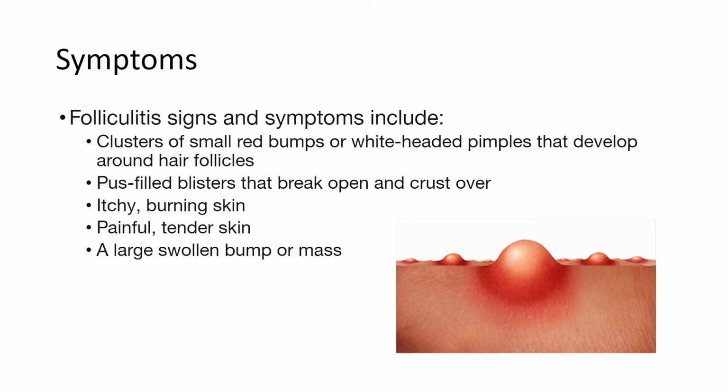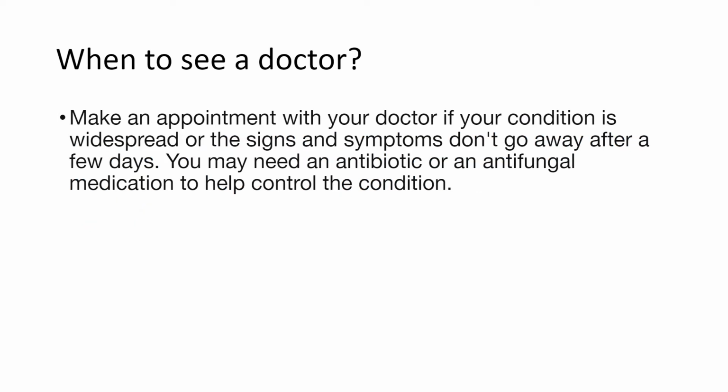Folliculitis signs and symptoms include clusters of small red bumps or white-headed pimples that develop around hair follicles, pus-filled blisters that break open and crust over, itchy burning skin, painful tender skin, and a large swollen bump or mass. Make an appointment with your doctor if your signs and symptoms of folliculitis don't go away after a few days. You may need an antibiotic or an antifungal medication to help control the condition.